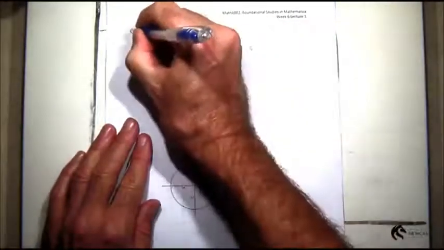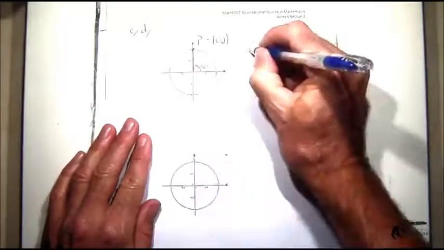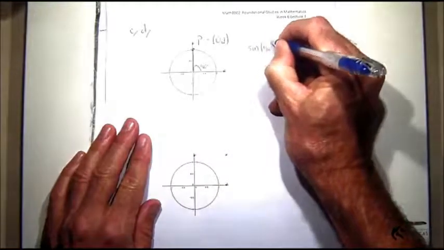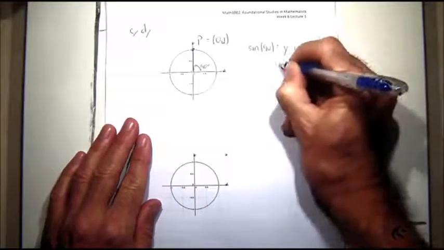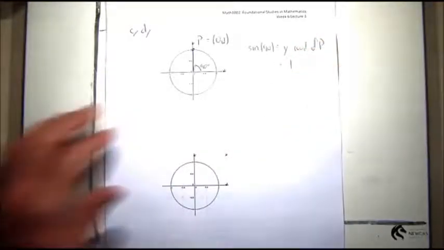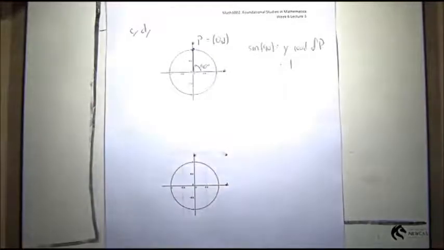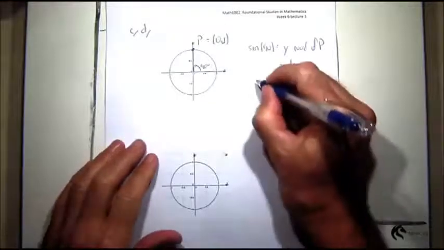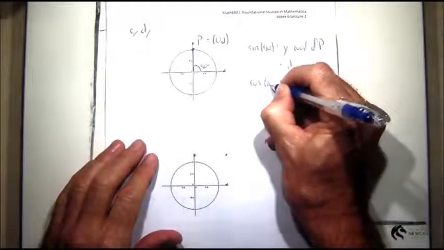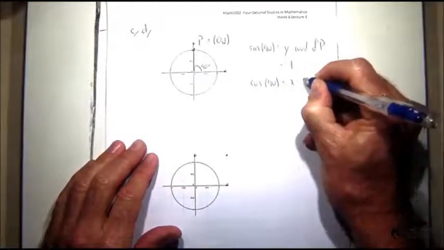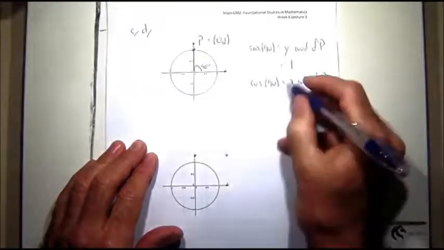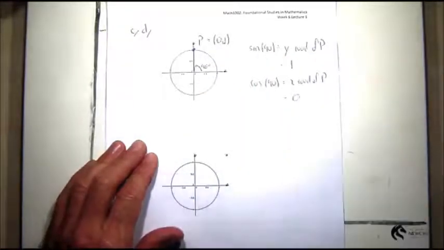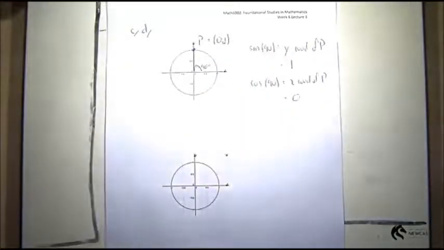So this is C and D that I'm doing here. So the sine of 90 degrees is the y-coordinate of P, and the y-coordinate of P is 1. So the sine of 90 degrees is 1. Likewise, the cos of 90 degrees will be the x-coordinate of P, and the x-coordinate is 0. So cos of 90 is 0.